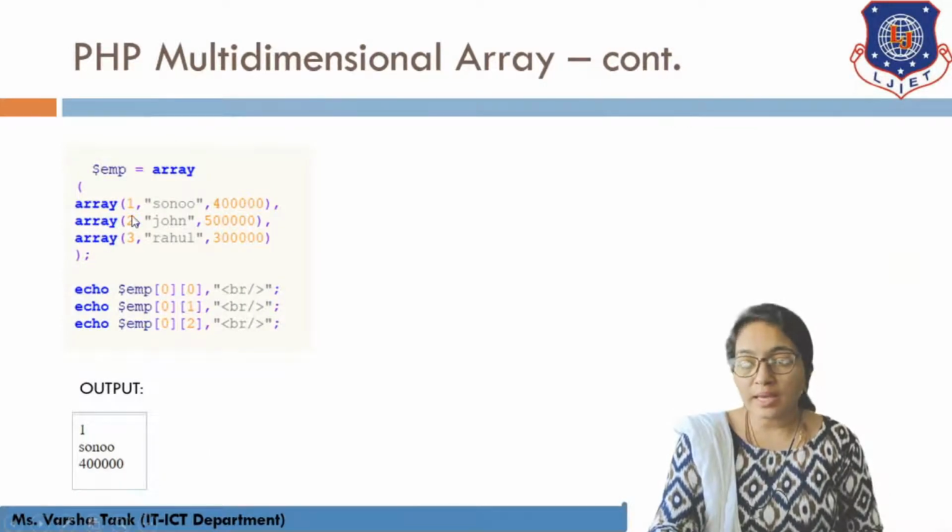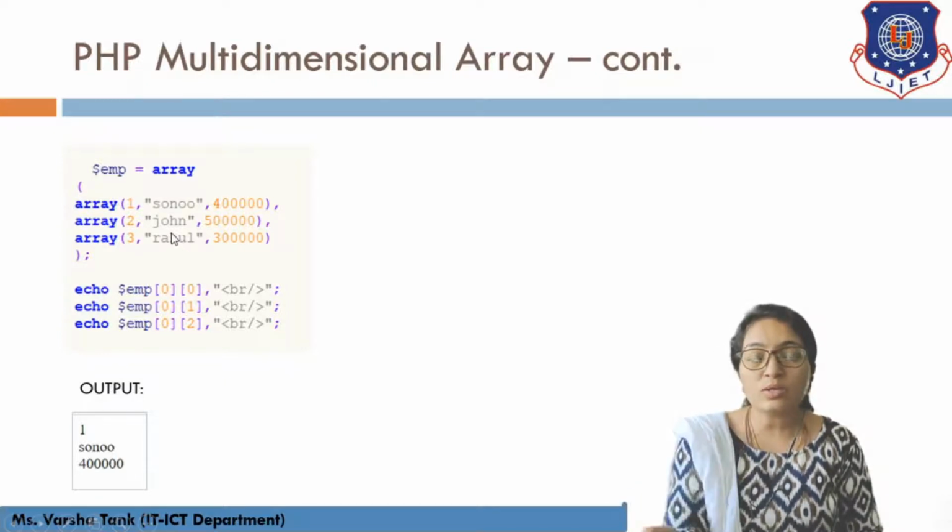Now here see the array example. As we are going to define the array, first of all, you have to create the main array. In that array, you have to define these values. So array 1, Sonoo and its salary, then 2, John, salary, 3, Rahul and its salary. Now how are we able to display the element? As you can see, this is at the position 0, 0, that is row 0 and column 0.